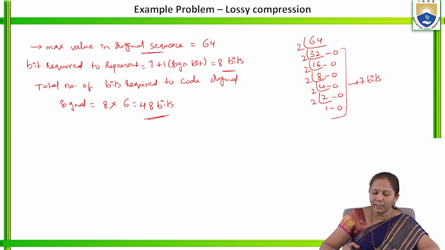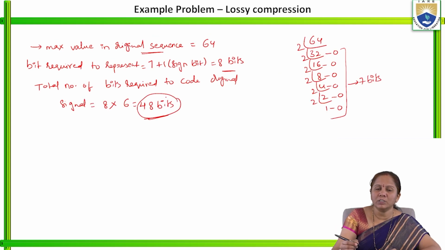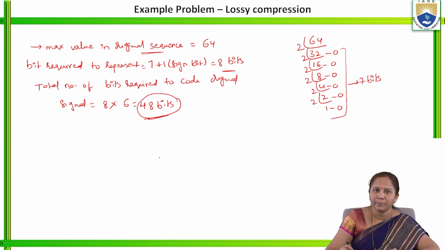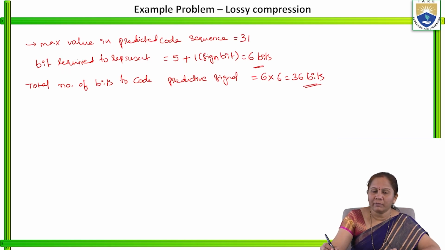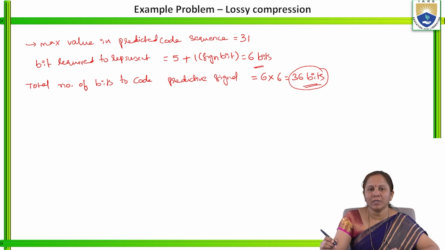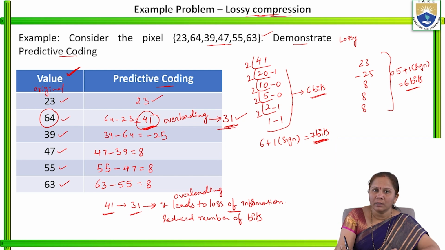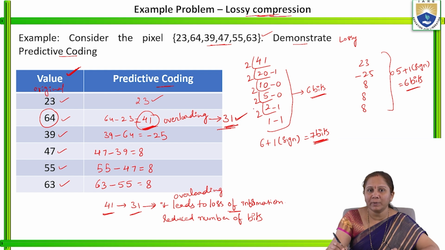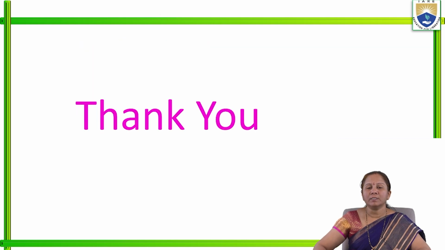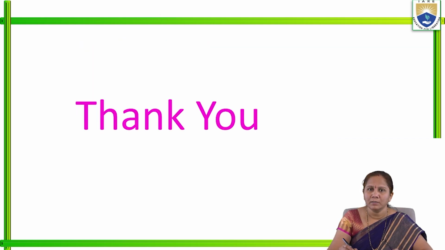Now seeing this, the bits required in the original code is 48 bits, and after applying predictive coding, it has become 36 bits. So we can say that compression is performed. And we can say that lossy compression is performed because of this overloading, making the value 41 into 31. Okay. So this is all about the lossy compression technique.